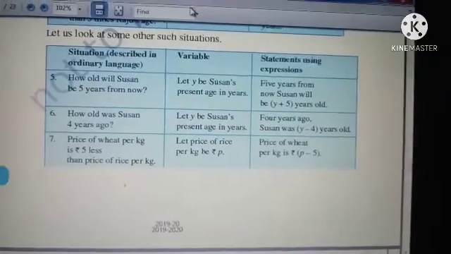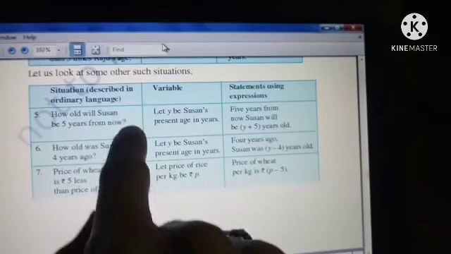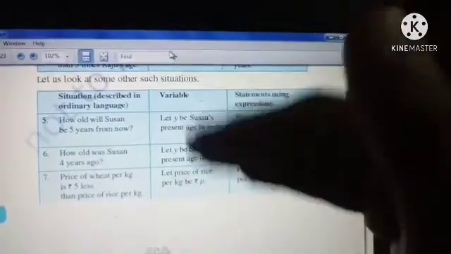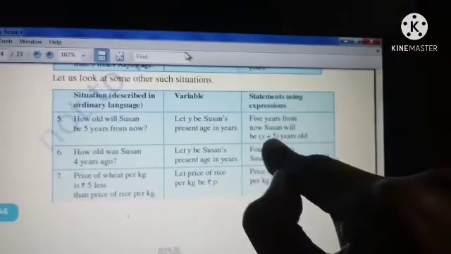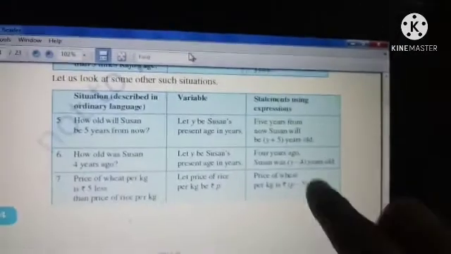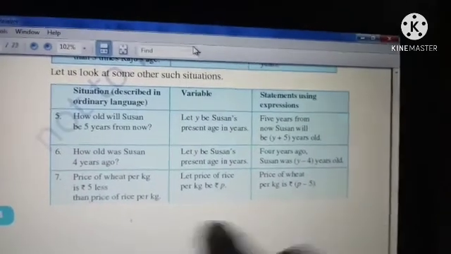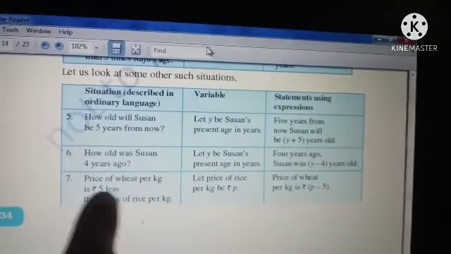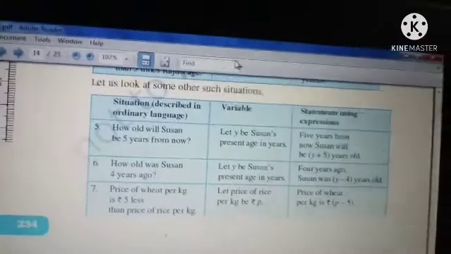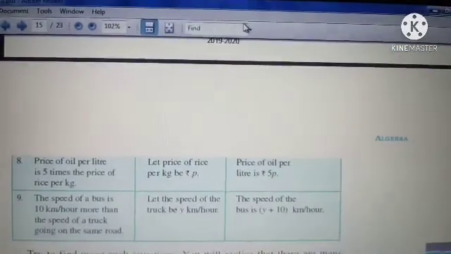See, here also they have given you the situation. You can read and see the situation, children. 5 years from now, so we are adding: plus 5. How old was Susan 4 years ago? Ago means before, so minus 4. Next, rupees 5 less than, so minus 5. If you read and see those things, you will understand it more clearly.